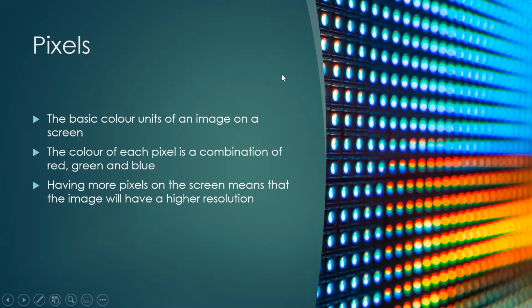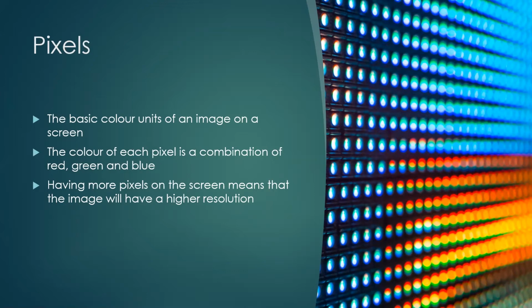Maybe you've looked really closely at your TV or your computer screen and you noticed little rectangles that are made up of different colors. These are what we know as pixels, and they are the basic color units of an image on a screen. Each little rectangle you see is a combination of red, green, and blue.